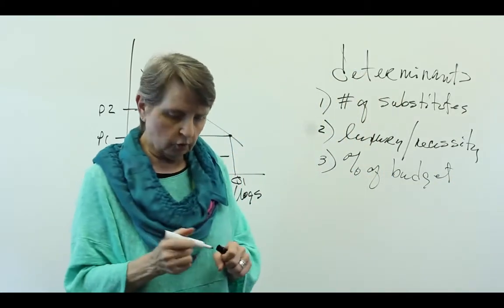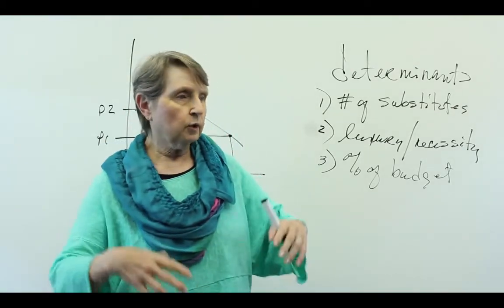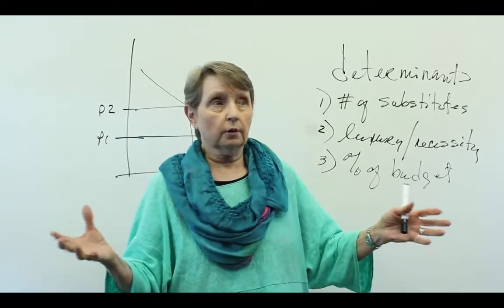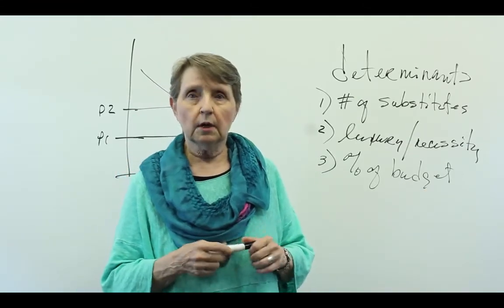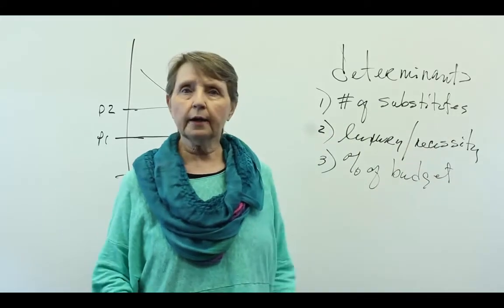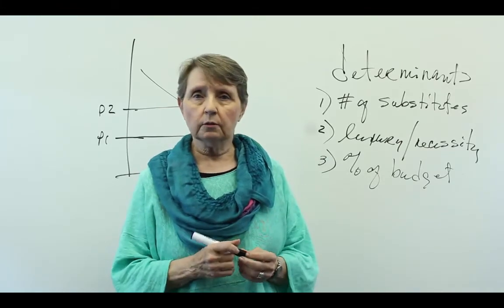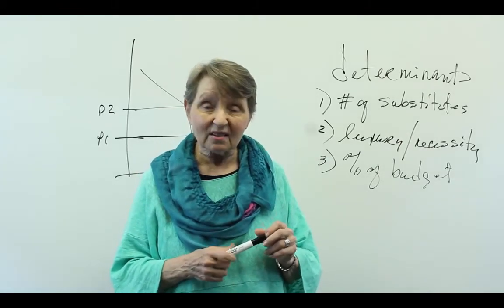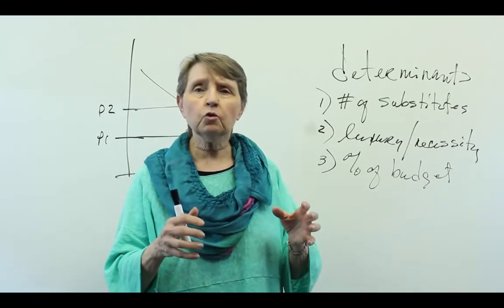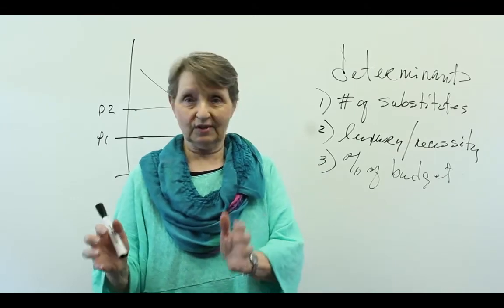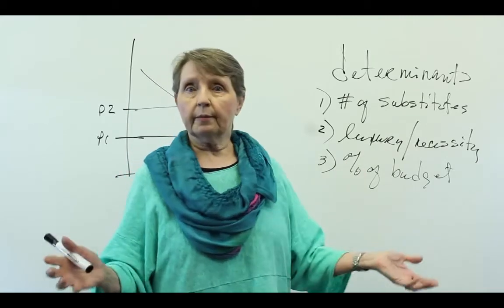The third determinant of elasticity is the percentage of your budget that this item consumes. So for example, if I have a shopping list and when I leave campus today, I have two things on my list. The first one is a box of paper clips. So I go to Best Buy, and they have paper clips and they cost $1 a box. And I say, $1 a box? I could save 10% if I went to Walgreens. Am I going to Walgreens to save 10% on a $1 box of paper clips? No. So I buy my paper clips.